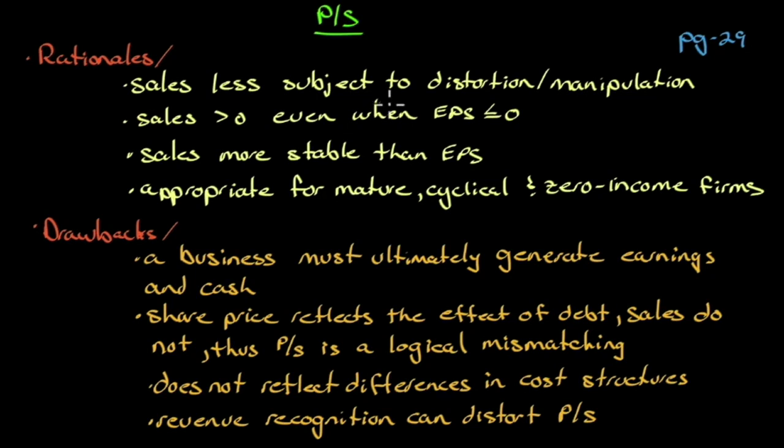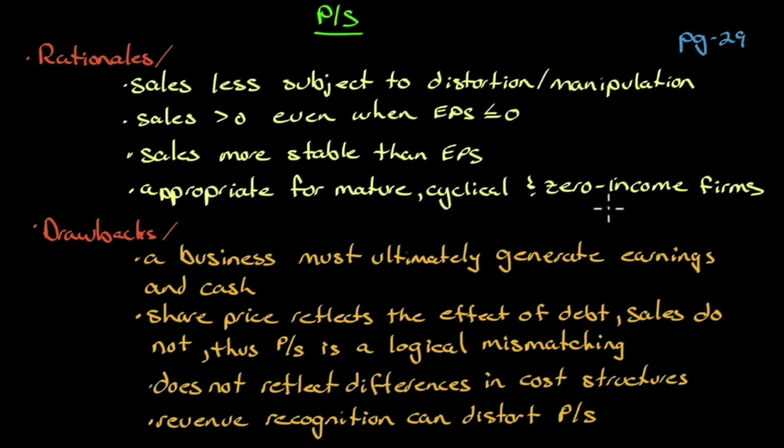Sales are less subject to distortion and manipulation. That doesn't mean that they're not subject to it. They're just less subject to it than EPS. Sales are greater than zero even when EPS are less than zero. Sales are more stable than EPS. And they are appropriate for mature, for cyclical, and for zero-income firms.